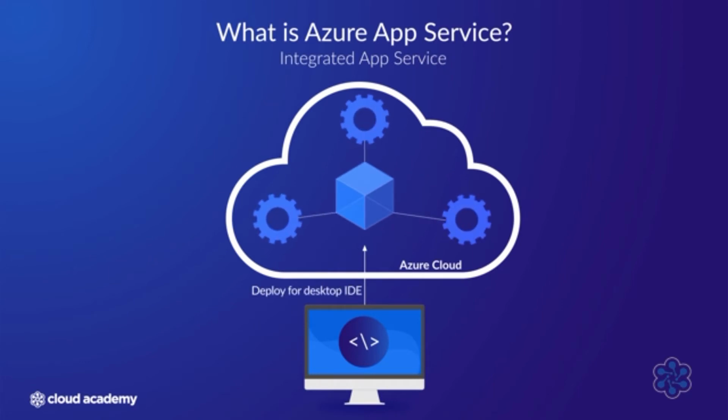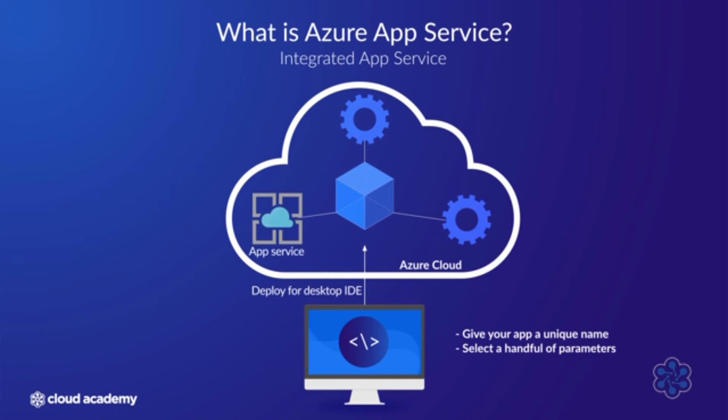Creating a web app through the Azure portal requires you to give your app a unique name and select a handful of parameters, and then a placeholder app is up and running for you to customize. You can configure App Service to allow your app to access more compute services as required, so when traffic and load increases, performance won't decrease.